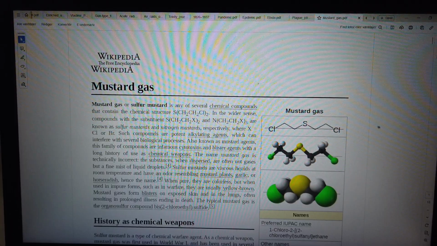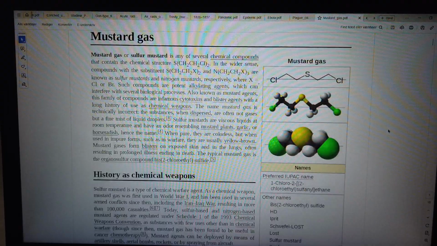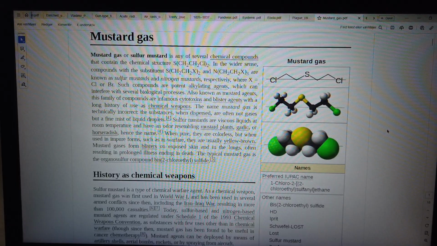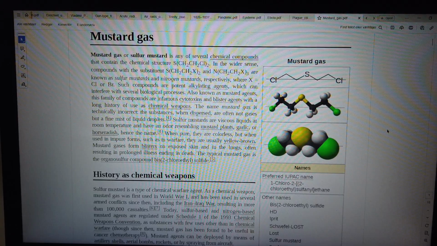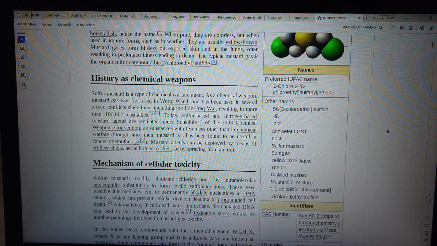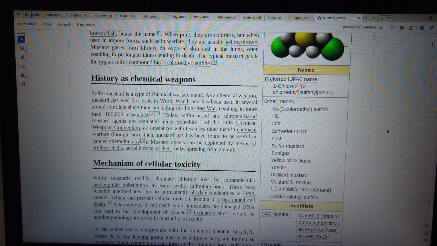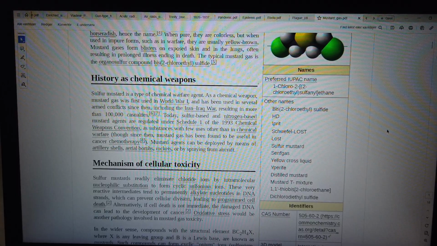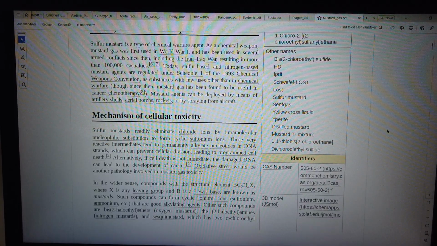Mustard gas. Preferred IUPAC name: 1-chloro-2-(2-chloroethylsulfanyl)ethane. Other names: bis(2-chloroethyl) sulfide, Yellow Cross liquid, Lost, sulfur mustard, S-Lost, Yperite, distilled mustard, mustard mixture, 1,1'-thiobis(2-chloroethane), dichlorodiethyl sulfide. Identifiers: CAS number 505-60-2. 3D model, JSmol, interactive image.